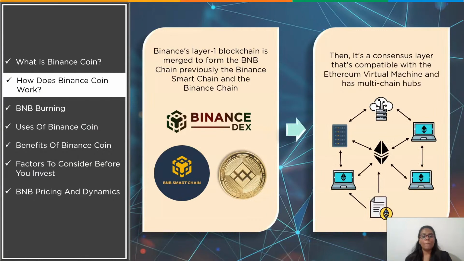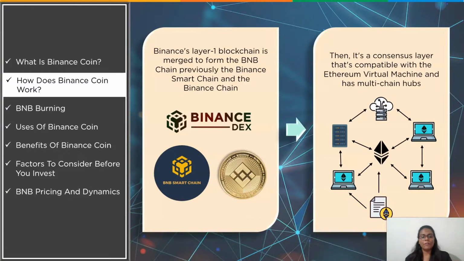Binance Layer 1 blockchain is merged to form the BNB chain, previously the Binance Smart Chain and the Binance Chain. Binance designed the blockchain for best performance when it comes to trading on-chain. When building the BNB chain, Binance DEX is also based on this newly developed chain.